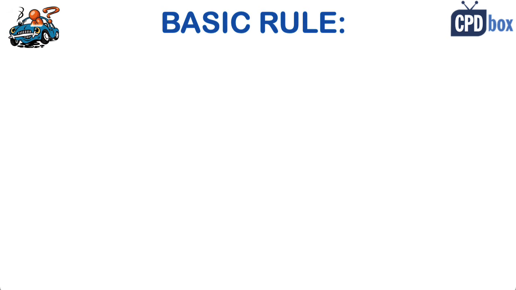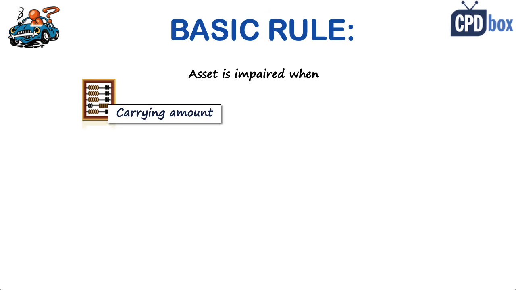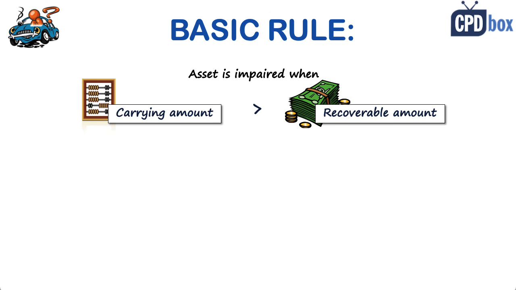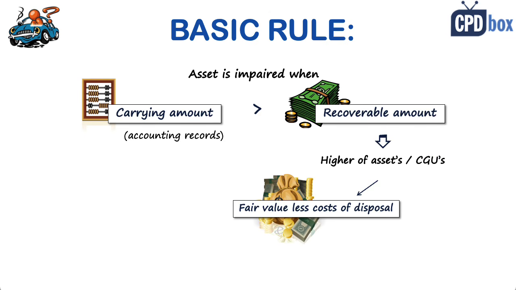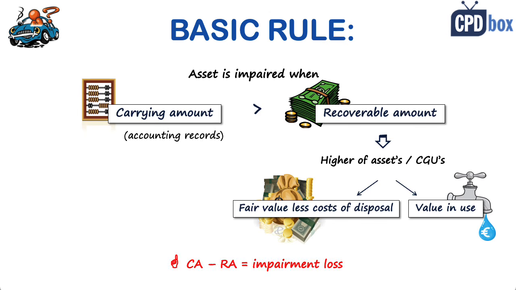So let's firstly recap the basic rule of IAS 36. An asset is impaired when its carrying amount exceeds or is greater than its recoverable amount. Carrying amount is what you find in your accounting record or in the financial statements. Recoverable amount is the higher of the asset's fair value less cost of disposal and value in use. So if this is the case, then the difference between the carrying amount and recoverable amount is the impairment loss. And that's the very basic theory we're using to perform impairment tests.